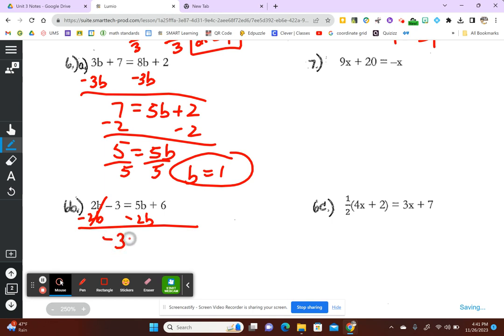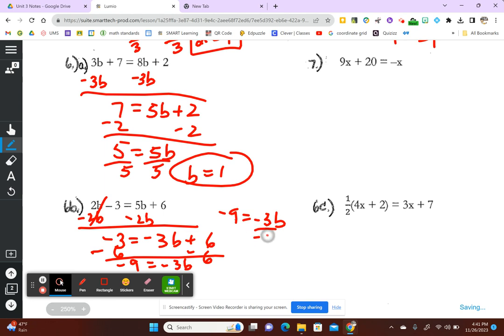For the next one, I can either subtract 2b from both sides or 5b from both sides. I get negative 3 equals negative 3b plus 6, minus 6, minus 6. Negative 9 equals negative 3b. So if negative 9 equals negative 3b, and I divide by negative 3, divide by negative 3, b equals 3.